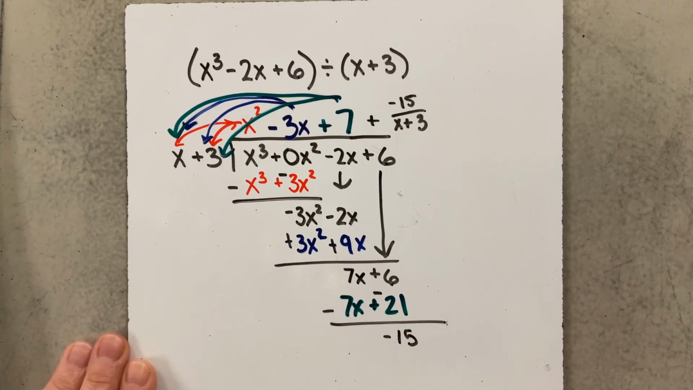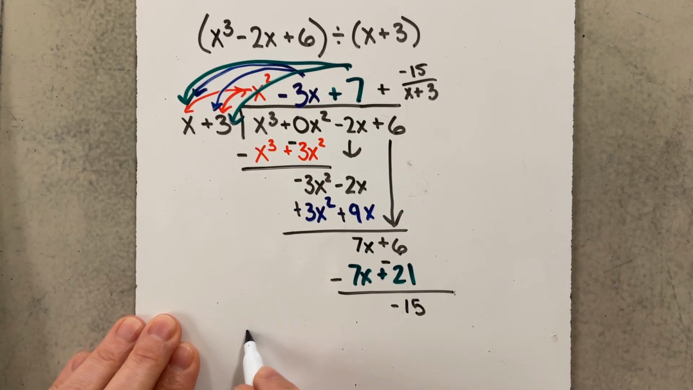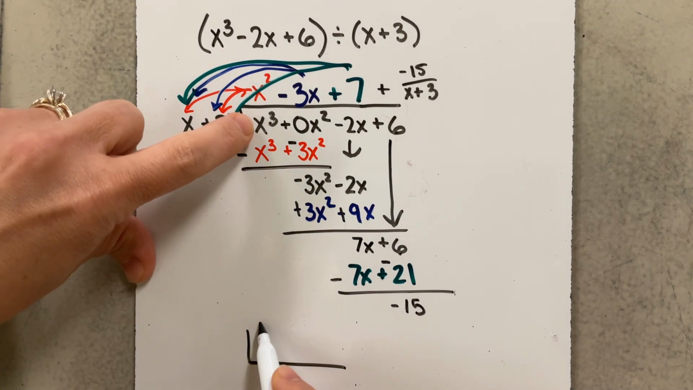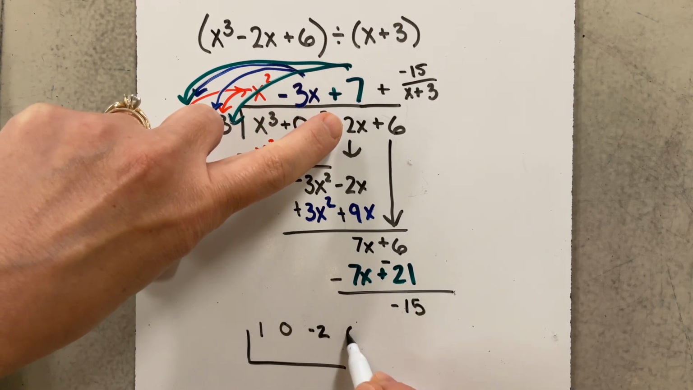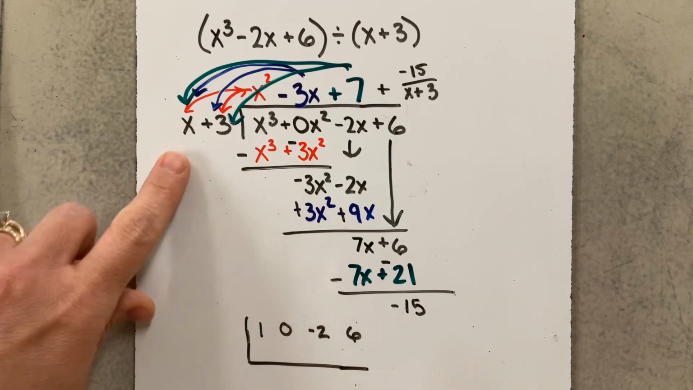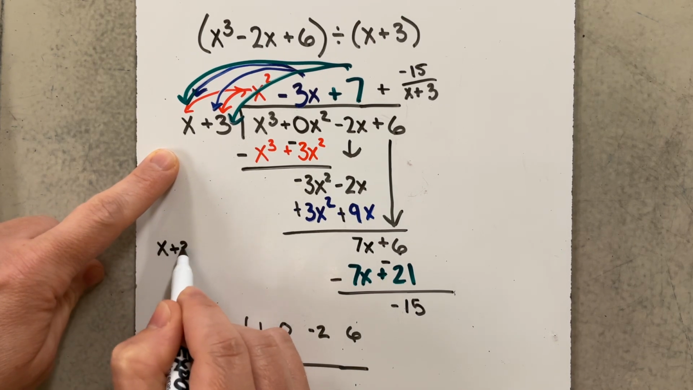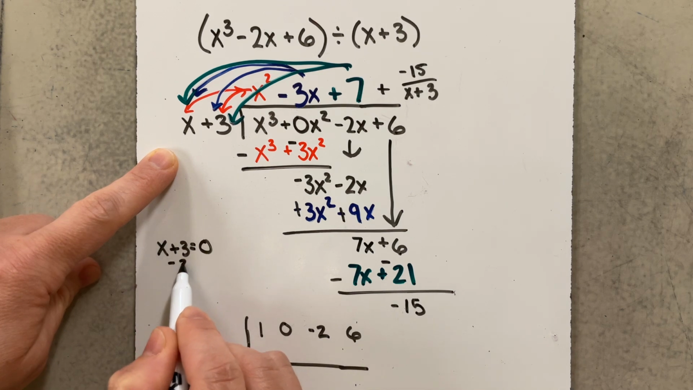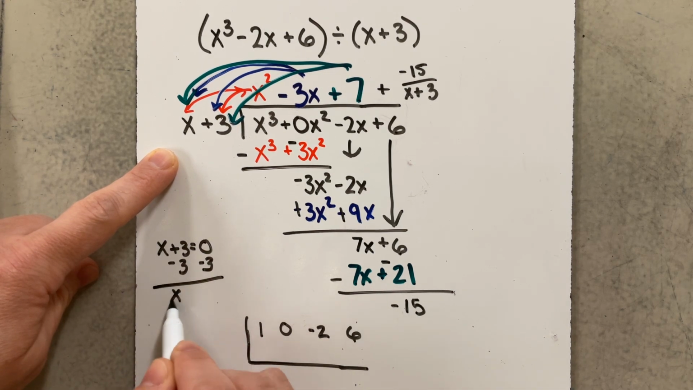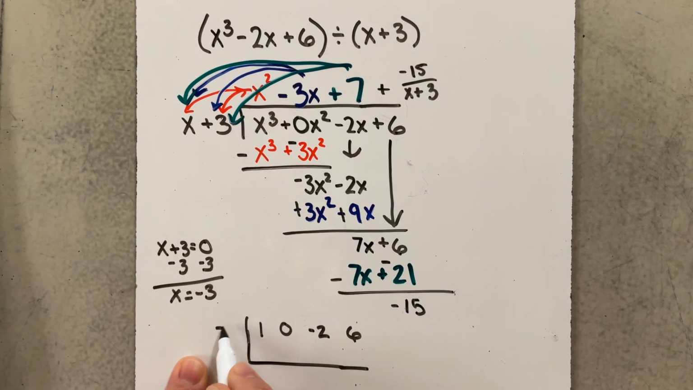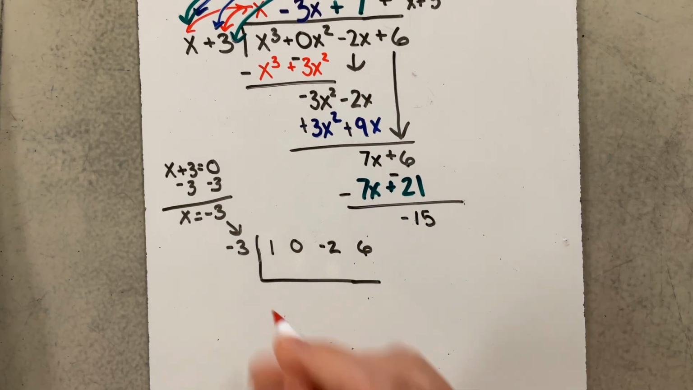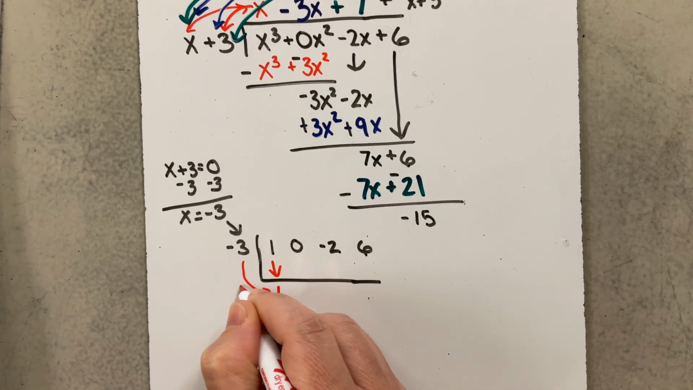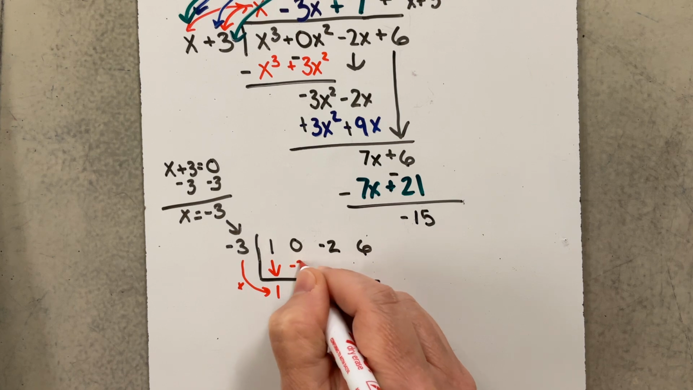Now, if we were to do it by synthetic division, we're going to set this up with our coefficients. So 1, we do need the 0 because it's still a placeholder, negative 2, and 6. The divisor x plus 3, we set equal to 0 and get that x equals negative 3. So this time we're going to put the negative 3 on the outside. You're going to bring the 1 down. Now you do negative 3 times 1, which gives us a negative 3.